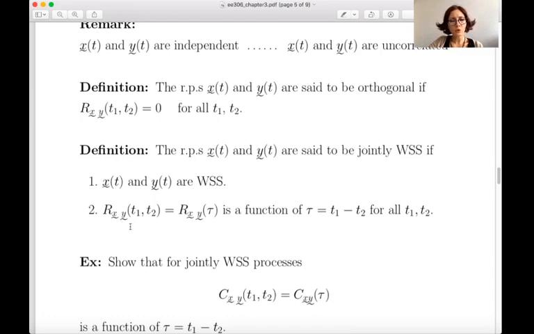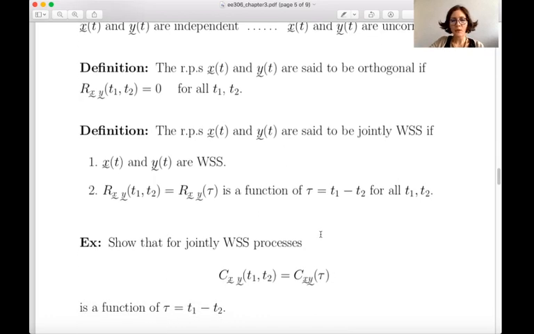If you look at the cross-correlation function Rxy(t1, t2), remember, in general this is a surface, a function of the two variables t1 and t2. However, if you can write this as a single parameter, that is, as Rxy(tau), where tau is the difference of t1 and t2, then when you have these two conditions, you say that these random processes are jointly wide-sense stationary. Okay, so this is the end of the definitions about two random processes.